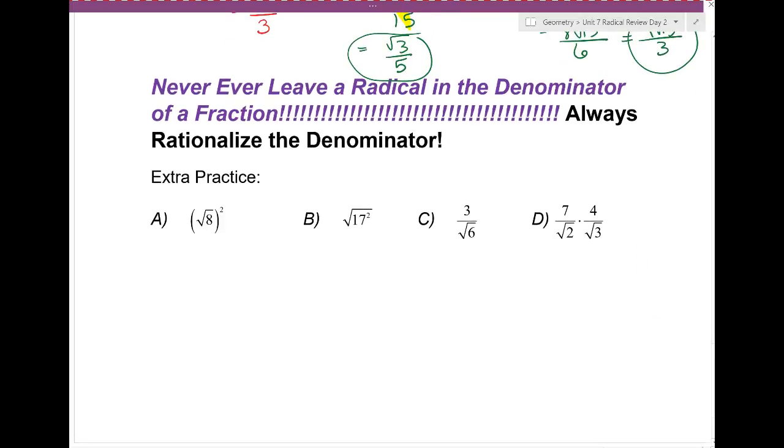All right, extra practice. What do we do here? Well, I got the square root of 8 squared. Remember, that's the same thing as root 8 times root 8, which gives you what? The square root of 64, which gives us 8.